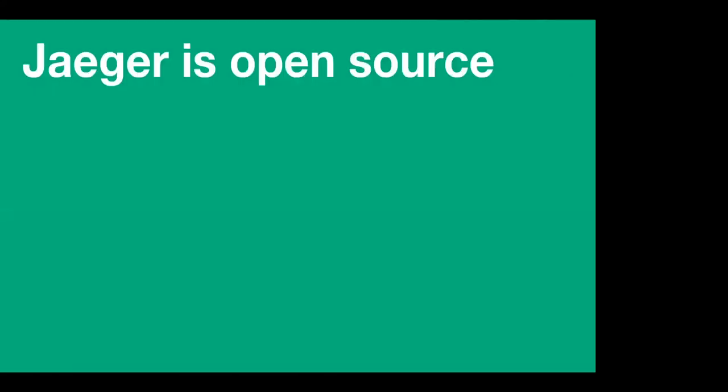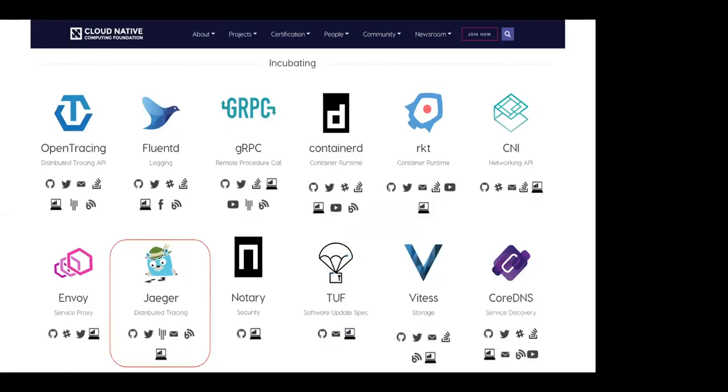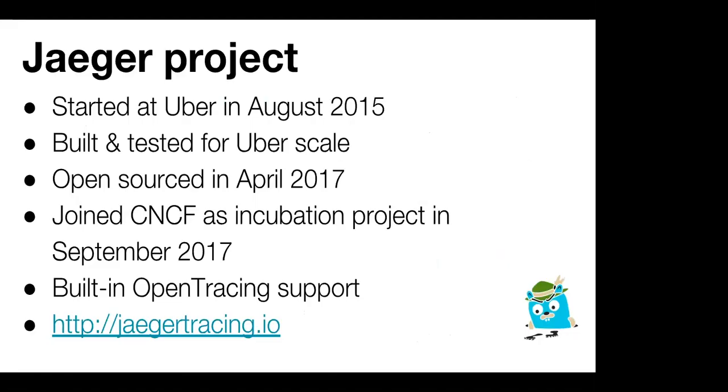So Jaeger's open source, that's why we're here. We're part of the Cloud Native Computing Foundation, CNCF. So you can see us up here along with all of these fantastic projects like gRPC and the umbrella of Jaeger, OpenTracing. So this was started at Uber in August of 2015. We've been using it extensively since then. So this is hardened through our scale, built and tested for Uber.